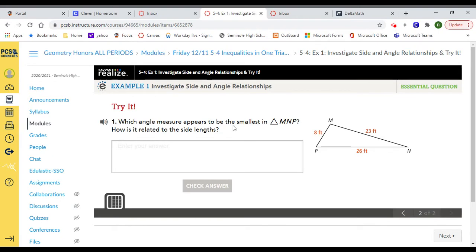When you look at a question like this, which angle measure appears to be the smallest in triangle MNP? If you look at this, N looks like the smallest angle, right? It's very small. And if you look at the side lengths, it's also across from the smallest side. So we can come up with this idea that the largest angle is across from the largest side and the smallest angle is across from the shortest side. So let's look at applying that to this lesson in the chapter and take a look at our notes.